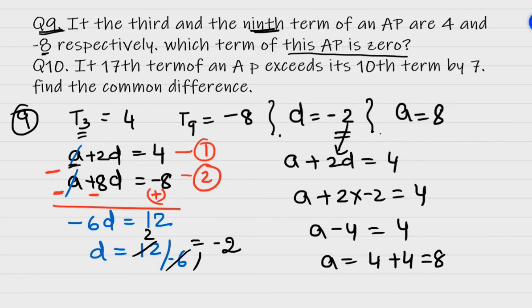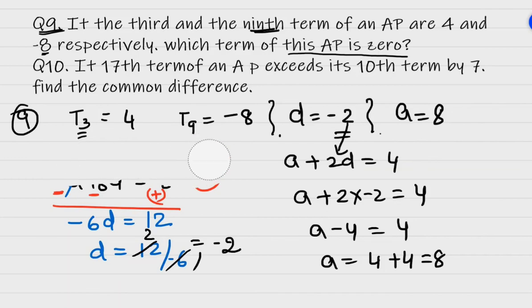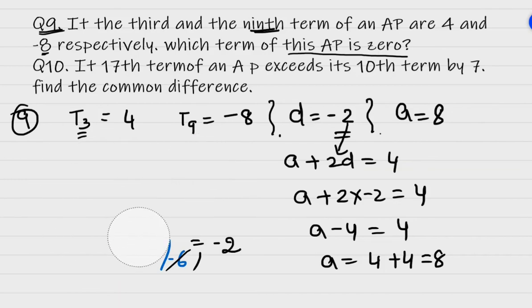Now what you need to find out? You have to find out which term is 0. Let us say that the nth term is 0. Let me clear this space so that we can solve the next part.